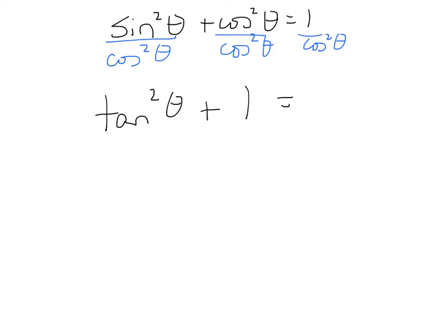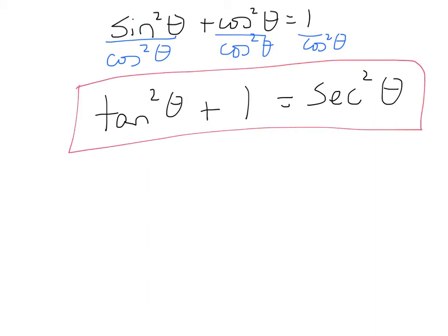And then, of course, 1 divided by cosine, or 1 over cosine. Reciprocal to cosine is secant, so 1 over cosine squared will actually be secant squared of theta. And this is Pythagorean identity number 3.